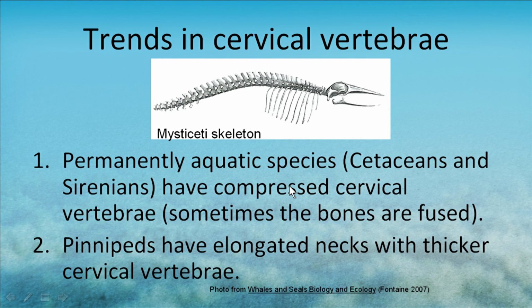As a result, their cervical vertebrae have become greatly reduced, and you can see this on this skeleton right here. Between the head and the thoracic vertebrae is the cervical vertebrae, and it's especially compressed. In fact, sometimes it's so compressed the bones are actually fused together to not only shorten the neck, but also prevent the range of motion.